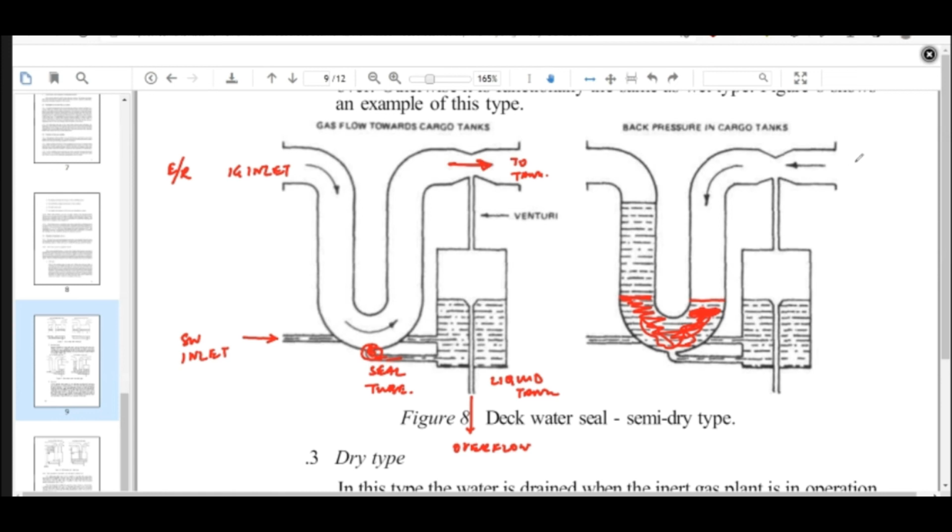Now, if there is any pressure coming from the tank side, it pushes the liquid down, and then I have a liquid column here, a liquid column seal, or a liquid seal column, whatever you want to call it. That is this one here, which is going to stop any liquid from passing into the engine.